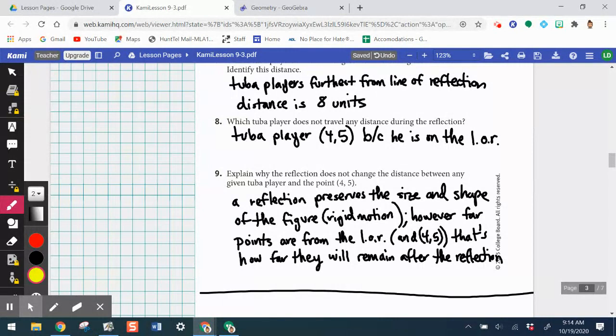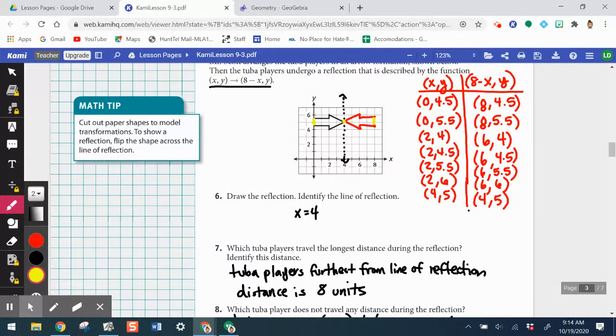Well, I said a reflection preserves the size and shape of the figure, i.e. a rigid motion. However far points are from the line of reflection, and in this case (4, 5), because it's on the line of reflection, that's how far they will remain after the reflection. A reflection is a rigid motion, so it's going to preserve that size or shape. So however far a point is from specifically (4, 5), because it's on the LOR, it's going to remain that same distance on the other side. Hopefully we're seeing those similarities.